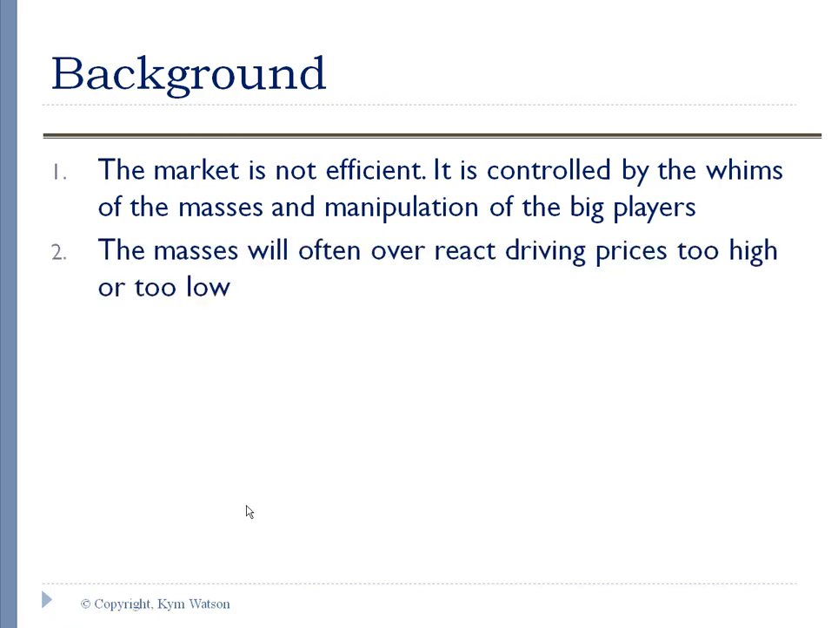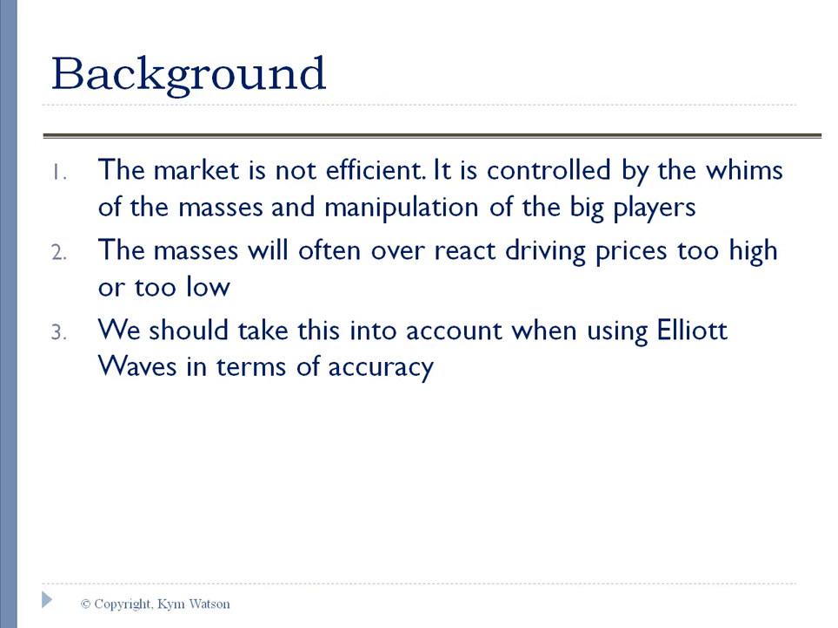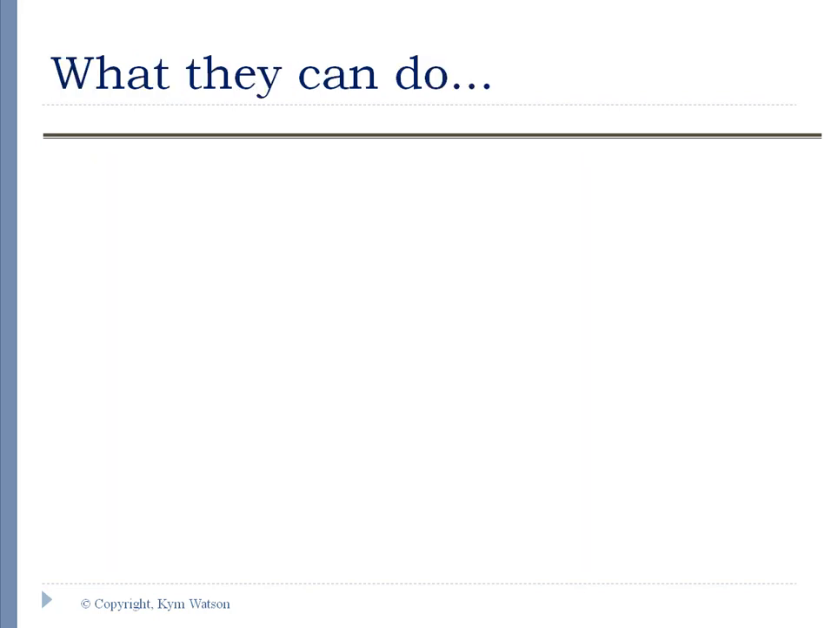The masses will often overreact, driving prices too high or too low. This is where we get these overbought or oversold conditions. Now that may also be driven to a degree by the big players who want to dump, sell into strength, get rid of their positions, or in fact buy lower so that they can themselves drive the prices. Now, we should take this sort of overreach, as I refer to it, in terms of these overbought and oversold periods into account when using Elliott Waves in terms of accuracy. A lot of people expect them to be a really accurate tool, and if anyone tells you they're accurate, it's nonsense. I'll leave it there.